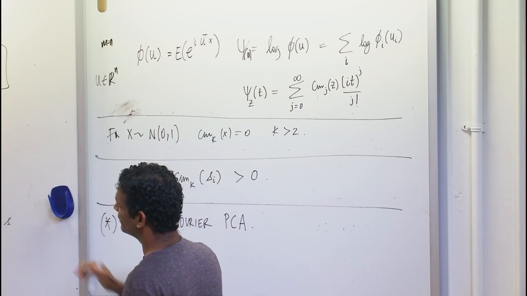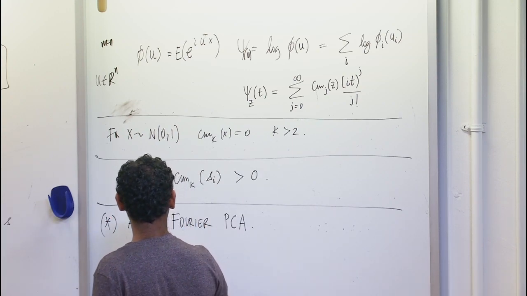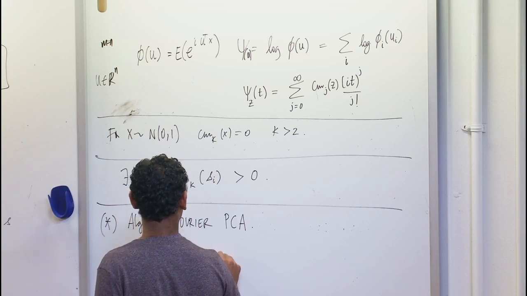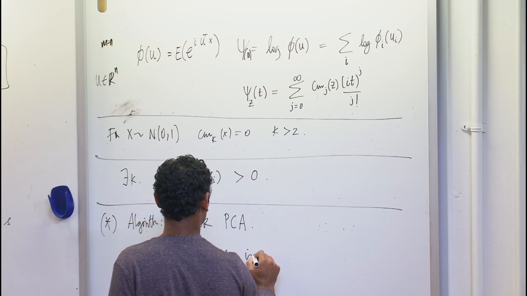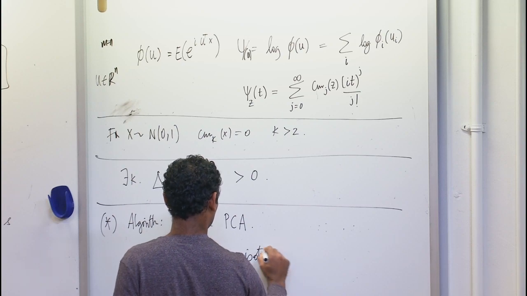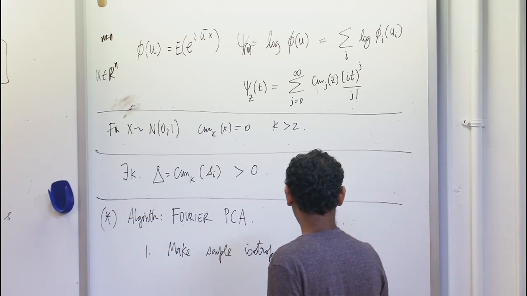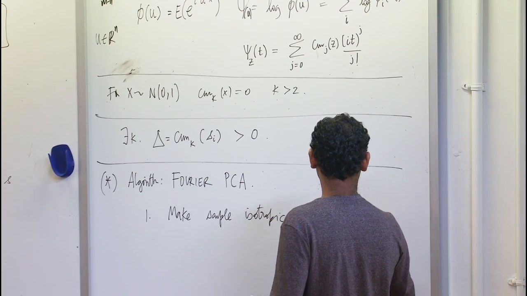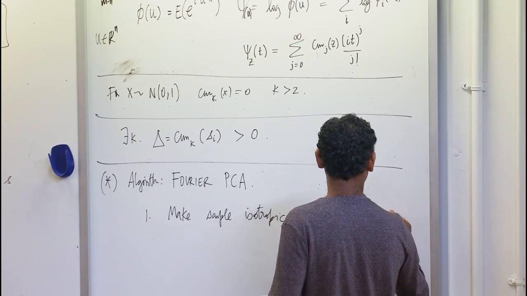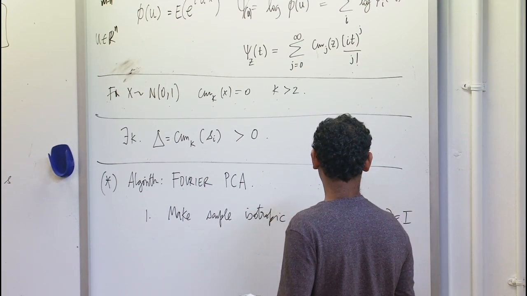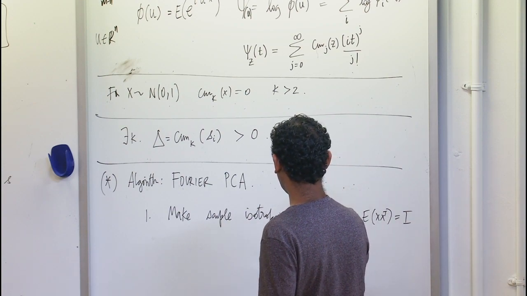So the first step will look pretty similar. Make the sample isotropic, so that we now have expectation of x is 0 and expectation of xx transpose is the identity. And this effectively means that A is a rotation.